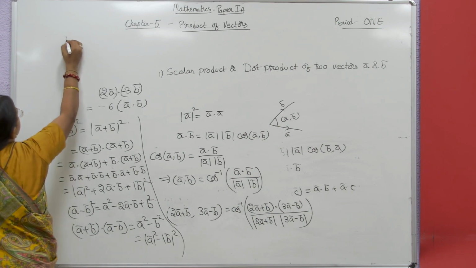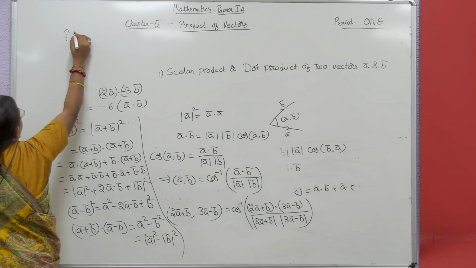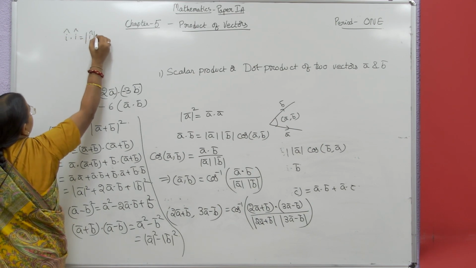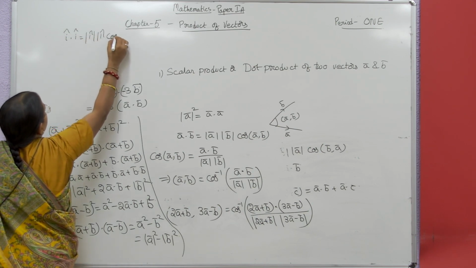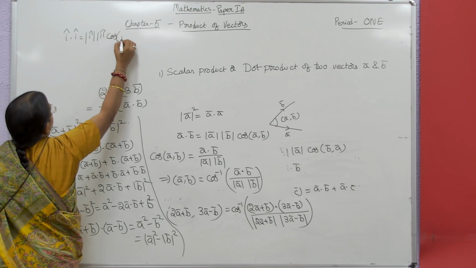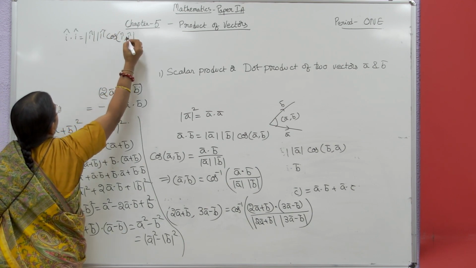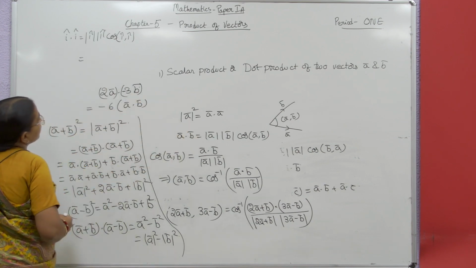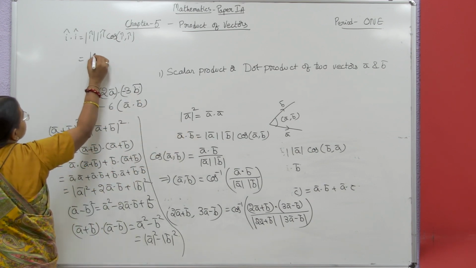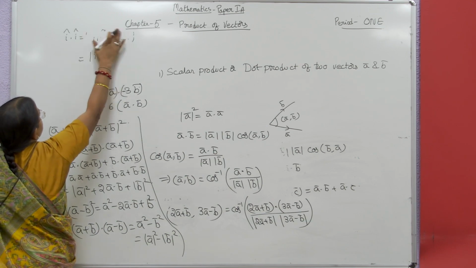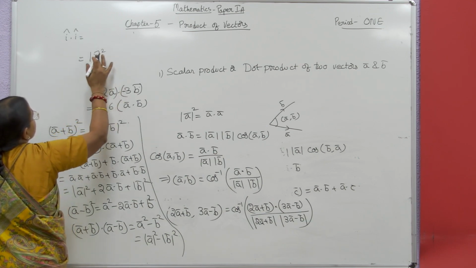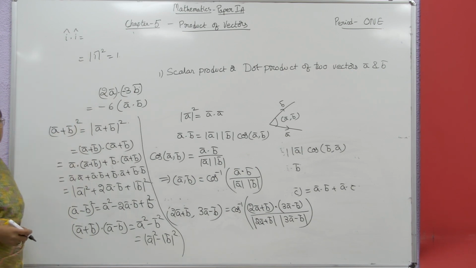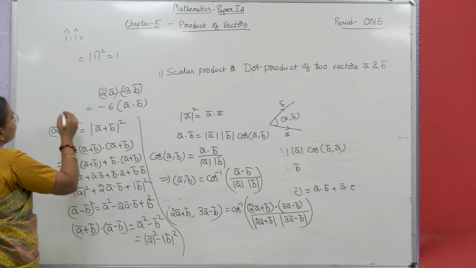Now we have these unit vectors i and j. So what is i dot i? According to the definition, it is mod i into mod i into cos of angle between i and i, or else it is mod i square. Both are same, no? So A square is A dot A, so it is mod i square. So what is mod i square? Modulus of i is 1, so it is 1. So i dot i is 1, j dot j is 1, k dot k is also 1.